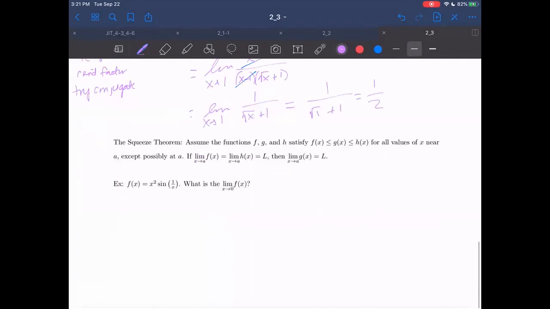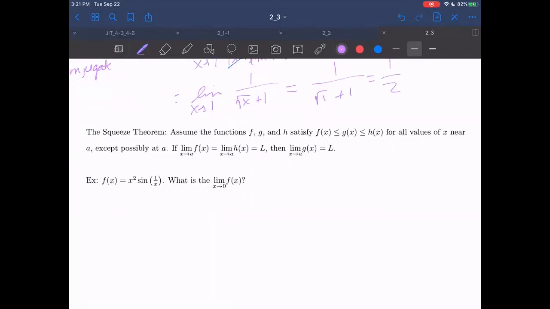Sometimes we can't necessarily find the limit of the function we're given, but if we know that the function is between two other functions that we do know the limit of, then it has to be equal to the same thing. So if we've got three functions, f of x less than or equal to g of x less than or equal to h of x, and one is in the middle, if we know the limit of the two outside functions equal the same thing, then whatever's in the middle has to be equal to that too.